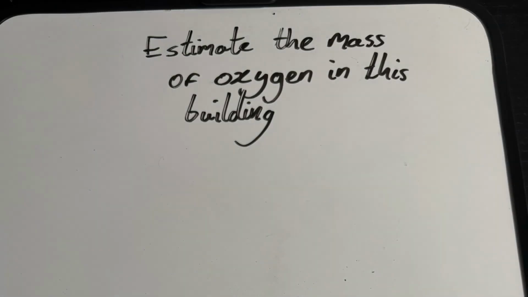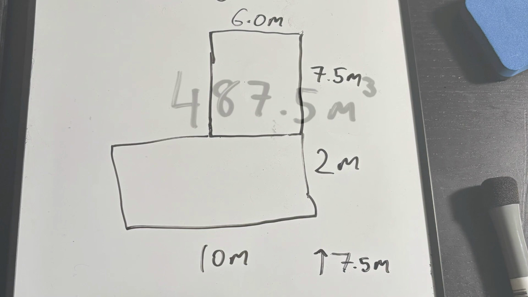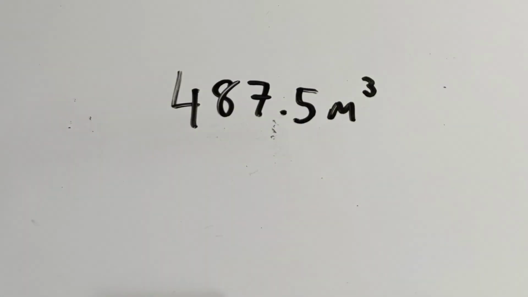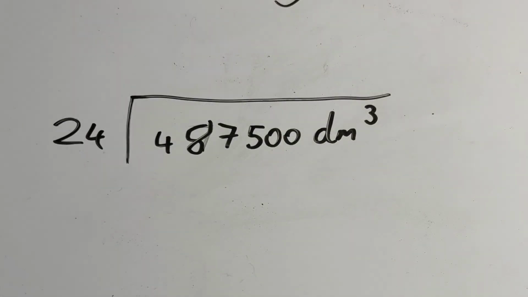And from that one to a very difficult one, purely because you have to guess how big a building is: estimate the mass of oxygen in this building. So I did my house, this is a small plan of my house, and it ends up with a total volume of 487.5 cubic meters, or this in decimeters, I think it's 487,500.